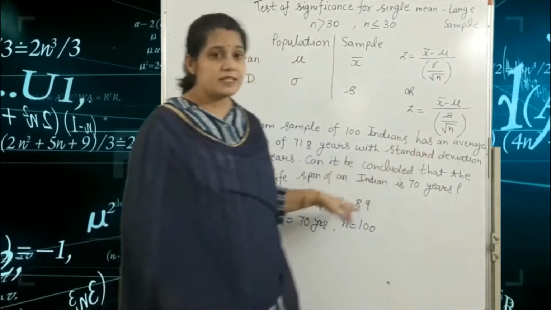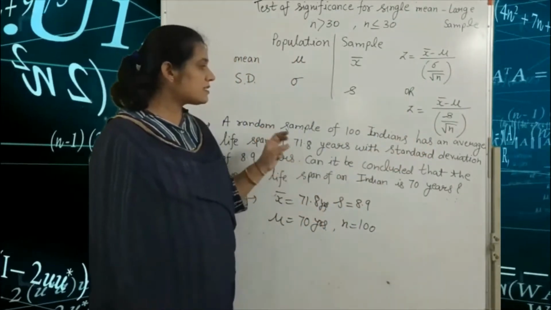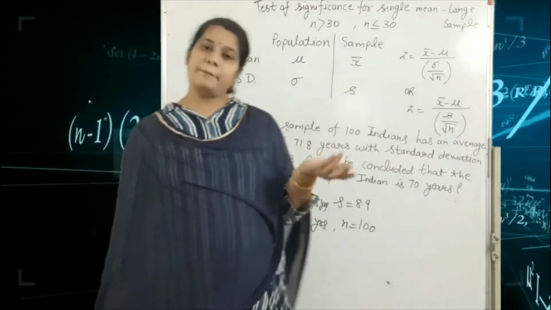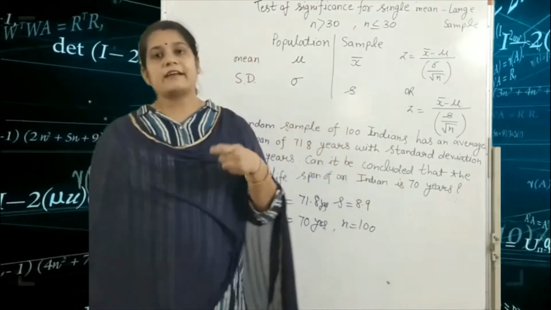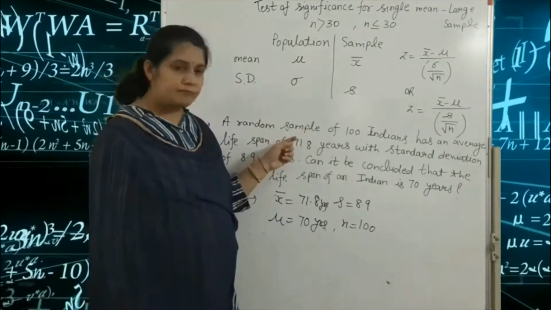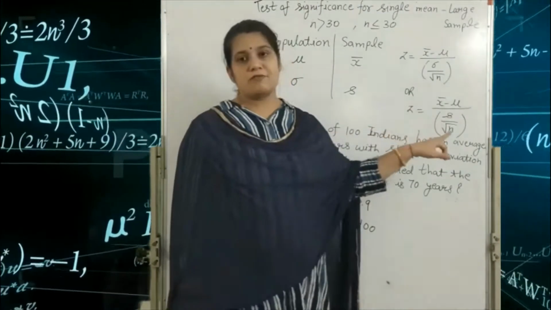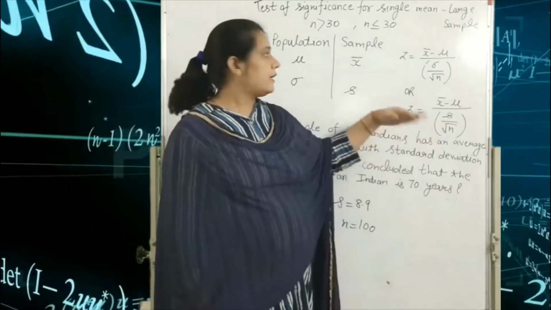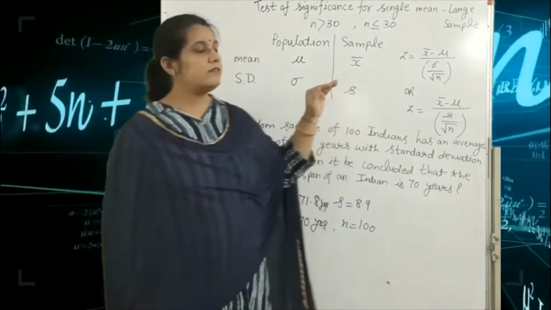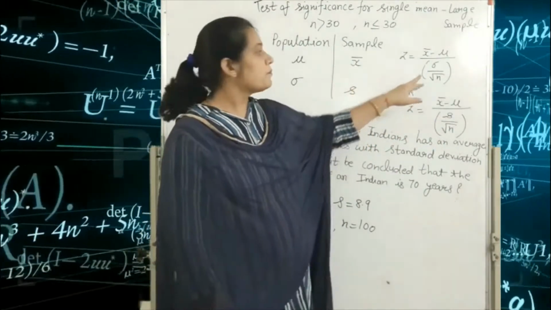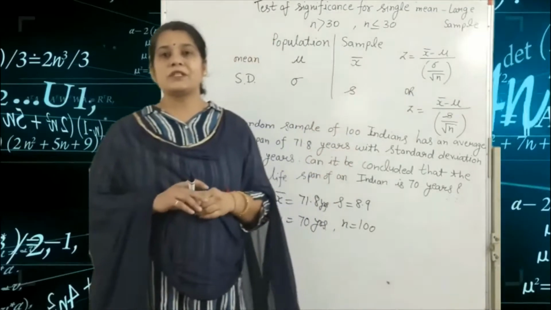Because in this question, the standard deviation is given according to the sample. So if your standard deviation is given in the sample form, we use this formula. And if your standard deviation is given in the population form, we use sigma upon root n.